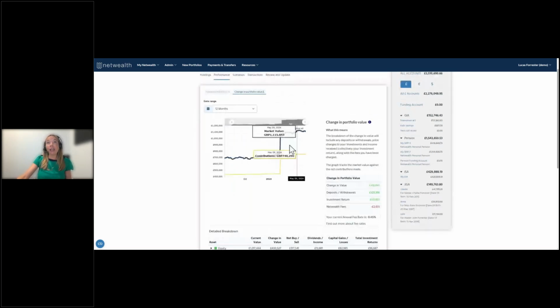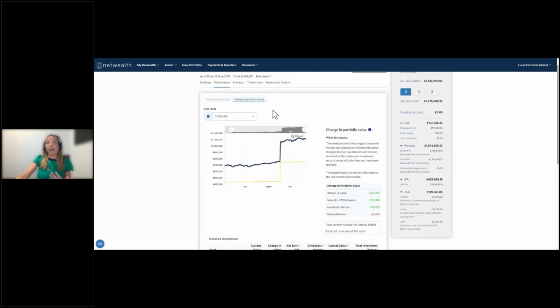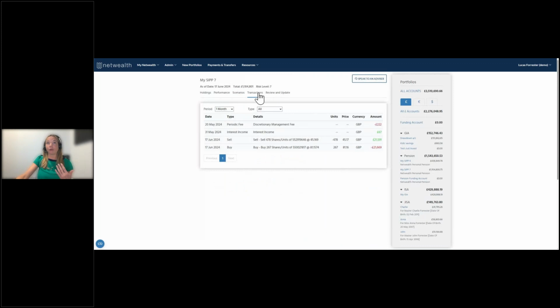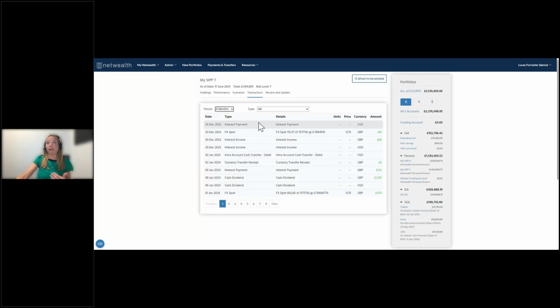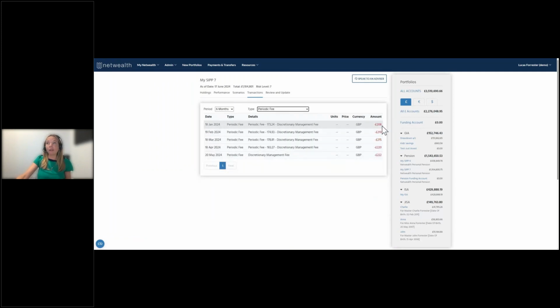You can change to have a look at different time periods, so that is available for you there. And equally, if you want to see what the team, for example, bought and sold within my portfolio over the last 6 months, you can have a look at this here. And if you want to see specifically the fees as well, you can have a look at the monthly fees that have been deducted from your account.